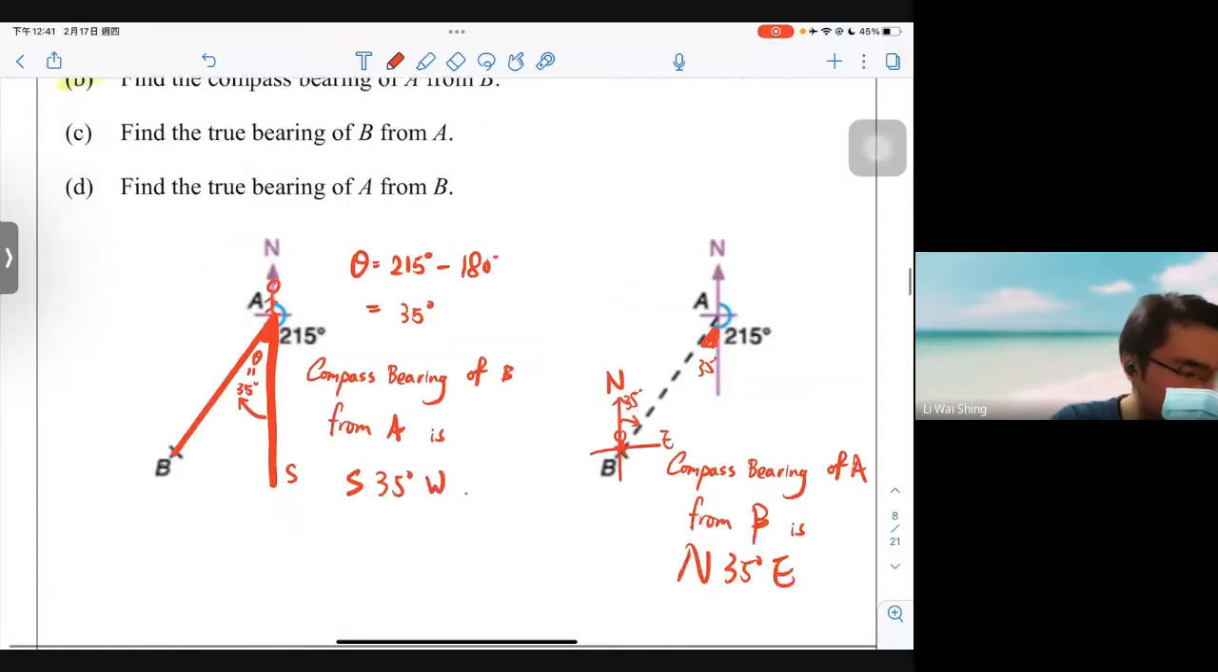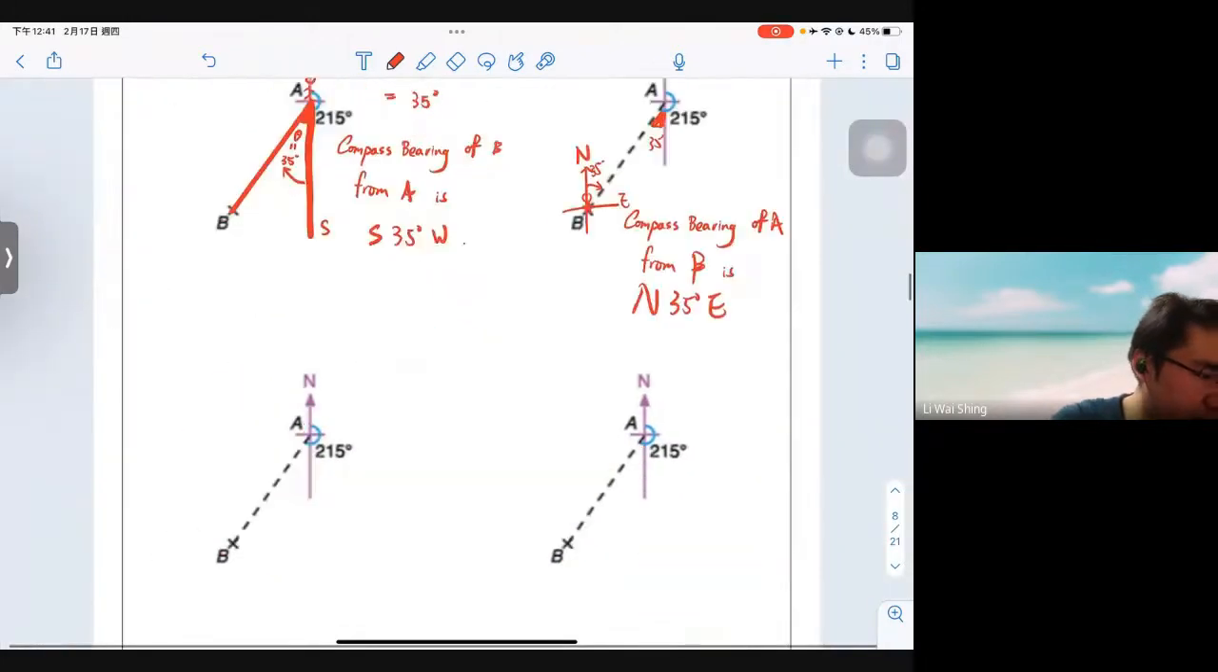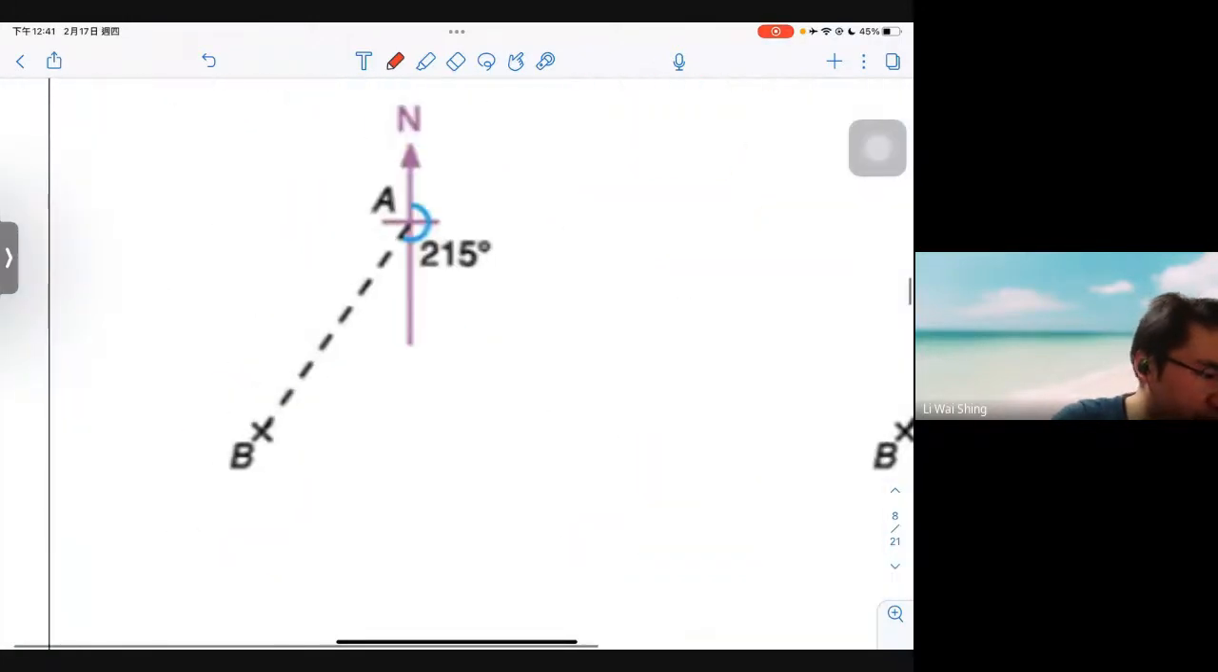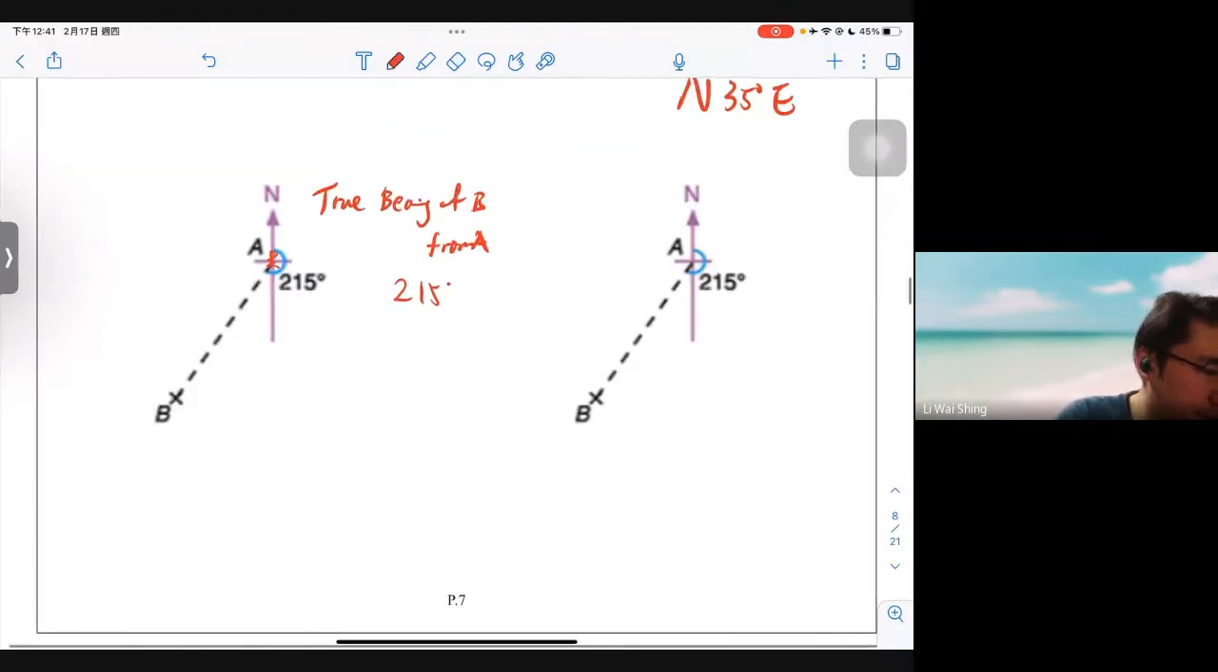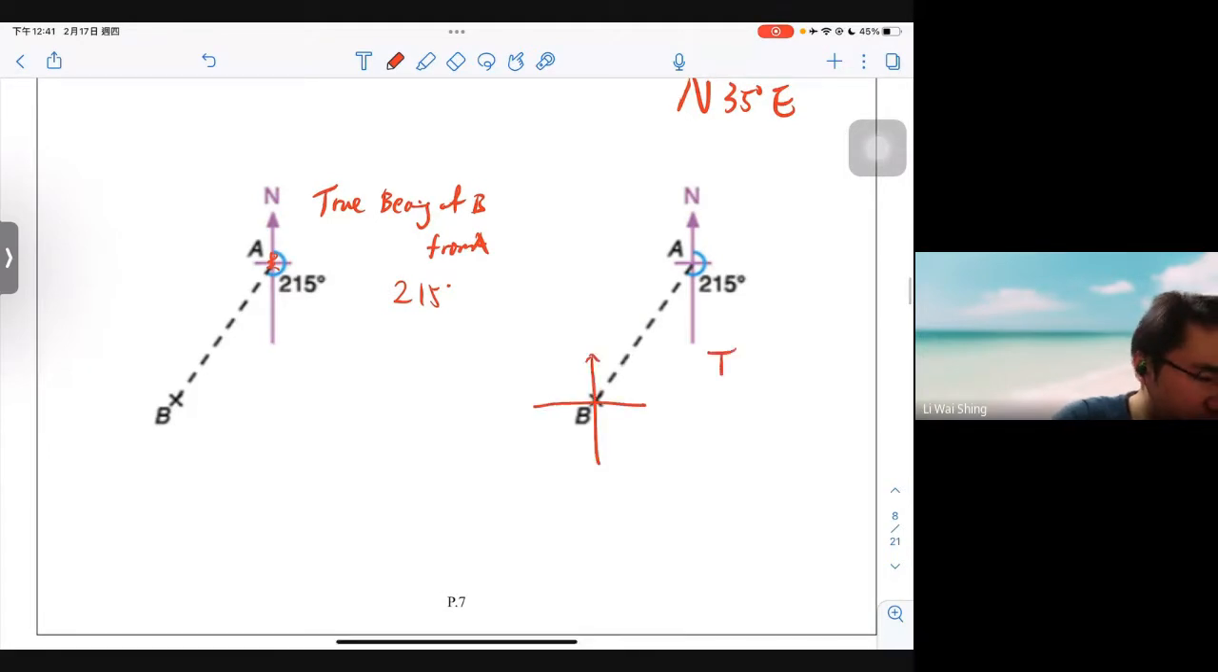All right, the next one, the true bearing of B from A, looking from A, it will be very easy, just 215 degree. The true bearing of B from A, looking from A towards B, is 215 degree. Okay, and here this time of A from B.